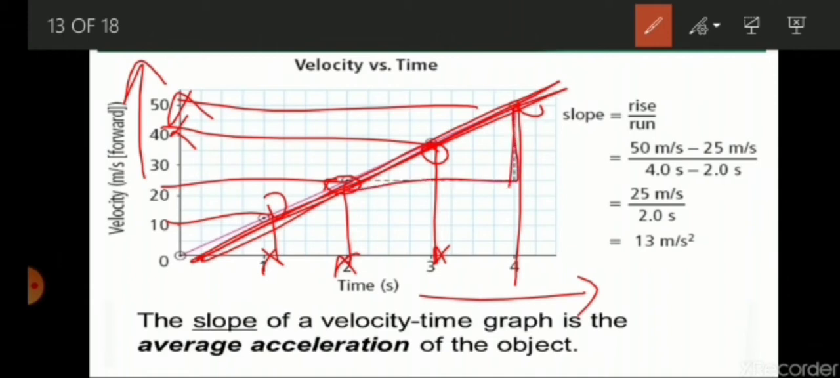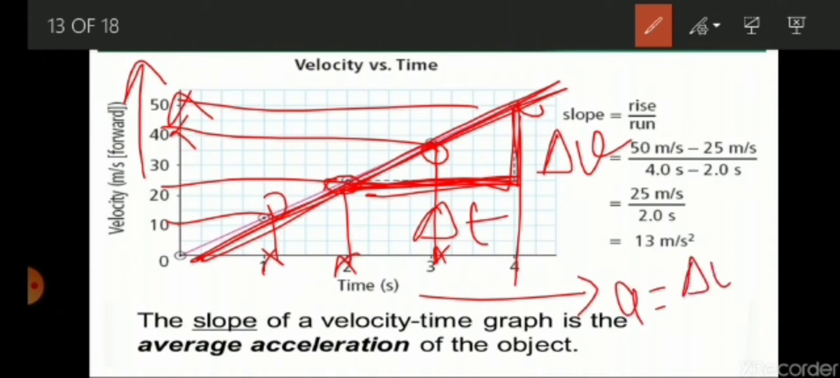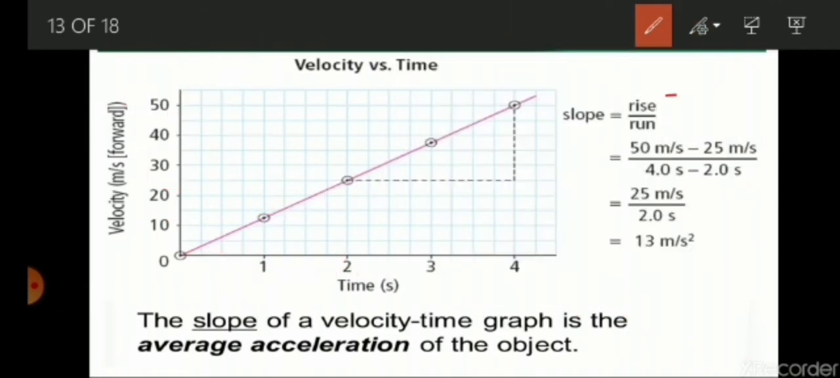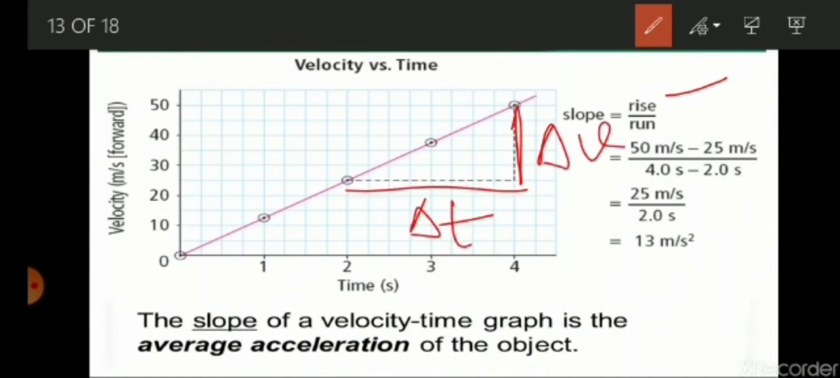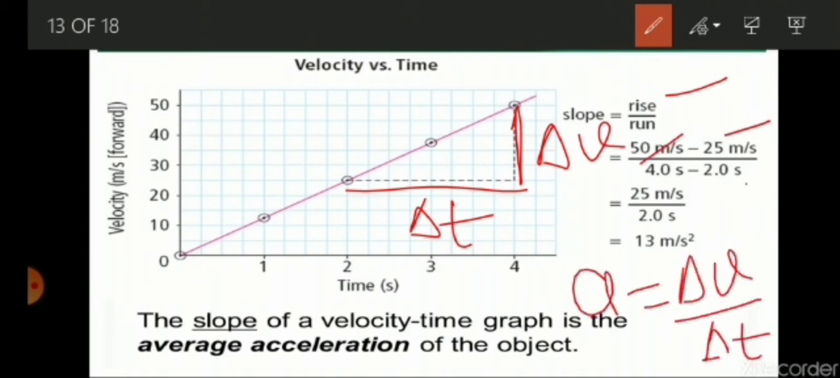Again, this slope will give us delta v, the change in velocity, and this will give us delta t, the change in time, and the formula of acceleration is change in velocity upon change in time. Slope is equal to delta v upon delta t, and it will equal your acceleration. So here we can find out the acceleration from the velocity time graph.